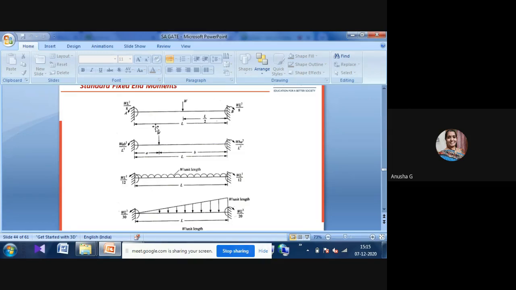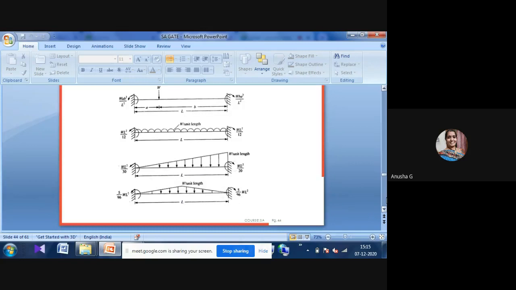MAB will be WL square by L. If it is an eccentric load, WAB square by L square. If it is a UDL, our formula is WL square by 12. If it is a UDL of uniformly varying load, the formula will change from starting end and another end. These are all the main different formulas that have to be used for your GATE exams.